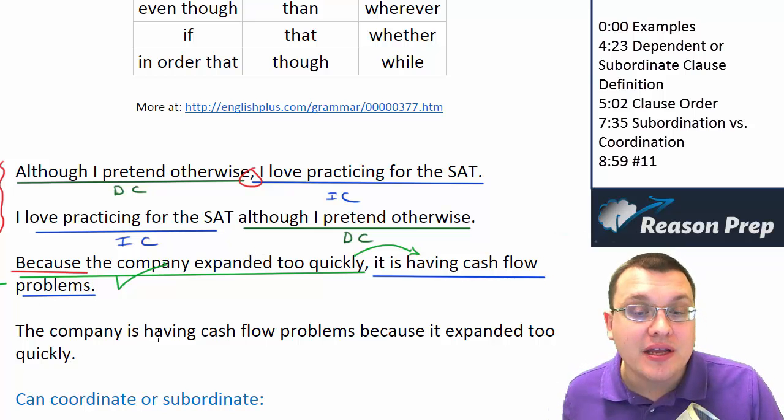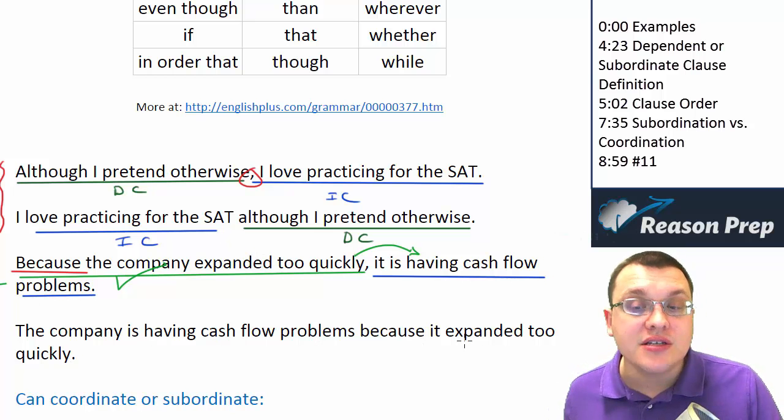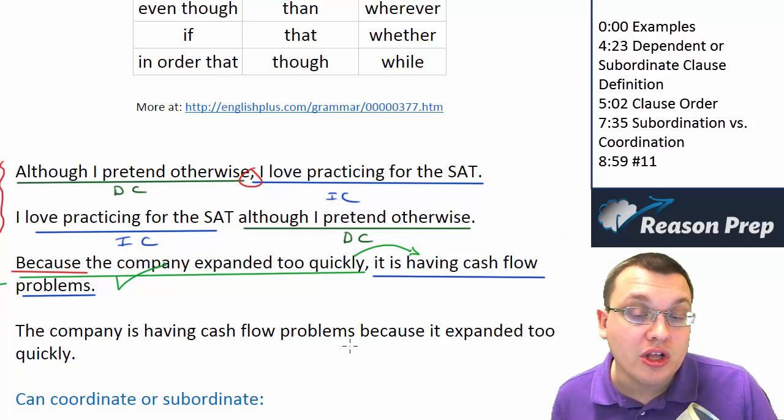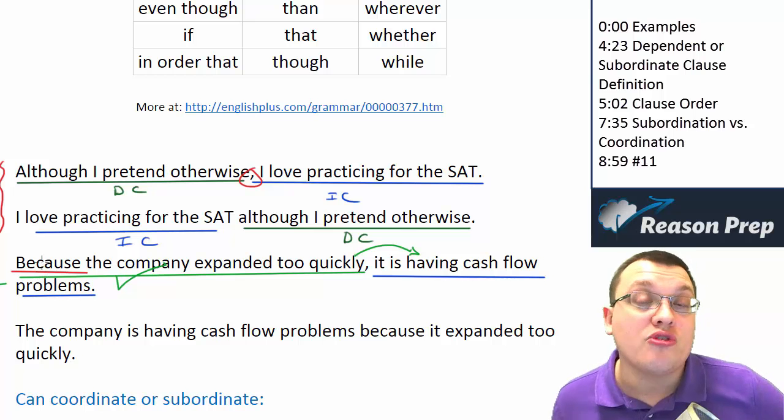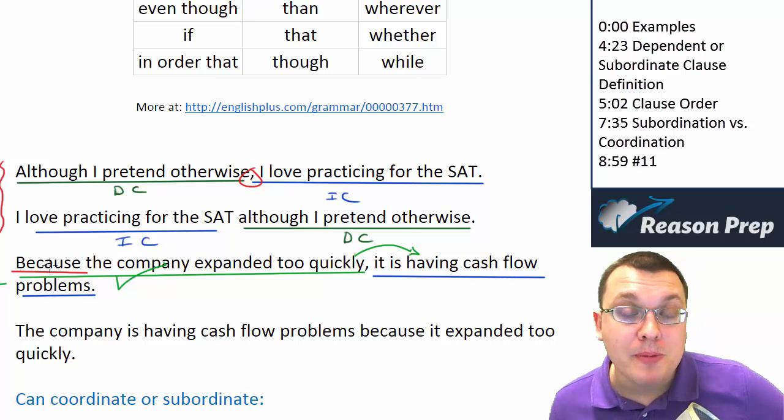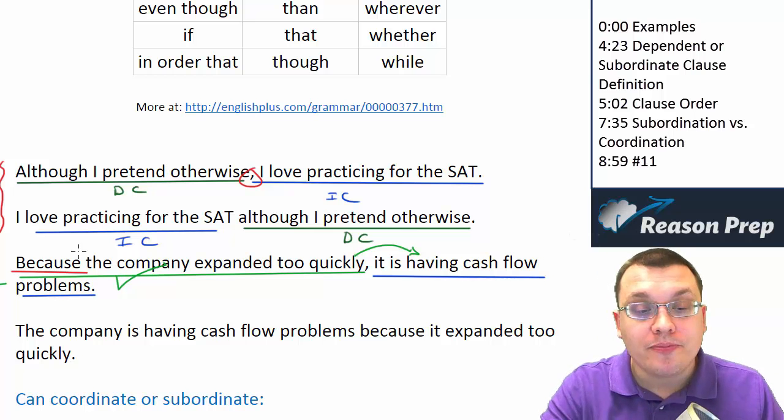You could rearrange this, right? You could say the company is having cash flow problems because it expanded too quickly. In this case, we wouldn't use a comma. Either one is totally fine. So don't think, oh, it starts with because, so it's a fragment. It might be, but you got to look at the whole structure.